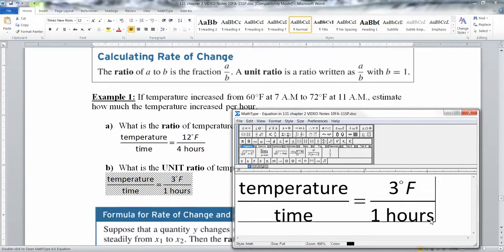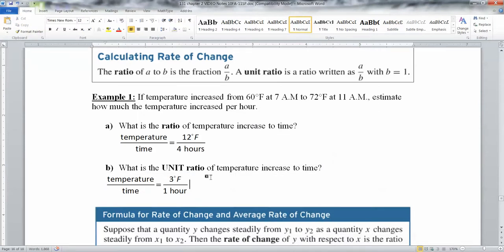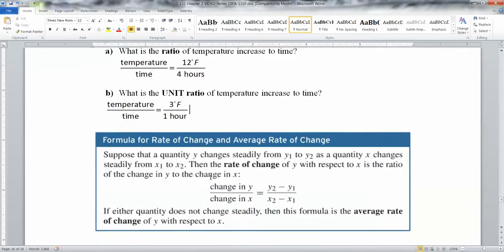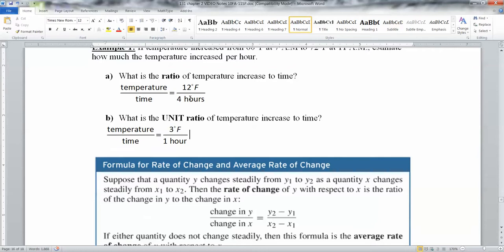So the denominator is in 1 hour. And again, if this didn't work out nicely, if it worked out to 3.5, then you'd write 3.5 over 1. It's one of the few times where a decimal is allowed in a fraction. All right, so there's ratio and unit ratio. Unit, again, uni, meaning 1, means the denominator is 1.